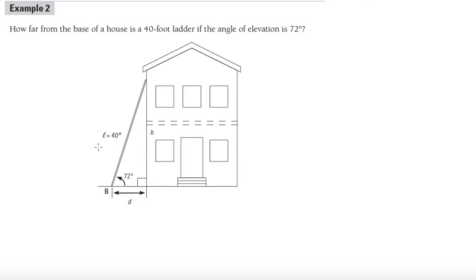So we know that, oh, that's wrong. That should be 40 feet. Okay, it's a 40-foot ladder. That says it's 40 inches, or 40, we can just write it as 40 feet. So that's a 40-foot ladder. This is 72 degrees, and we don't care about how high it is up there. We want to know what this is.